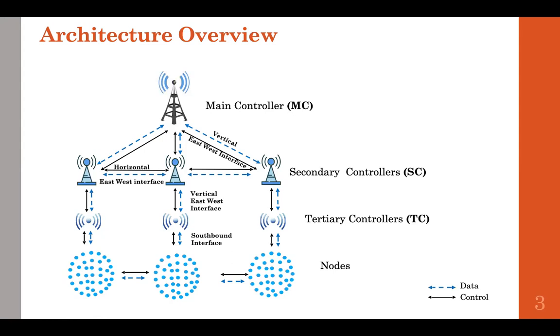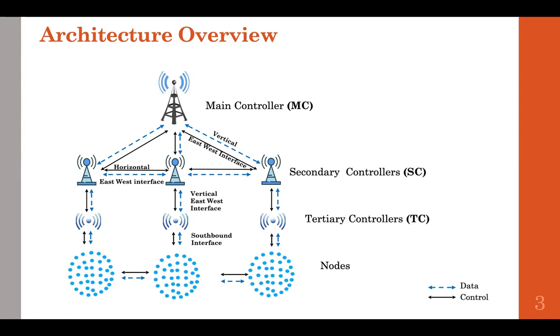The next level is a secondary controller. Secondary controllers communicate with the main controller through a vertical east-west interface. We have borrowed the name from SDN terminology. Secondary controllers talk to each other through a horizontal east-west interface, where they share both control plane messages and data plane messages. Control plane messages could be the status of the controller, what cars they are controlling, and other information like what kind of tertiary controllers they are controlling.